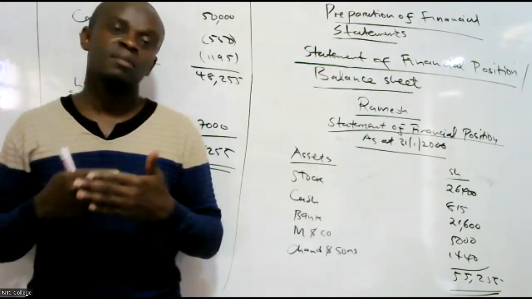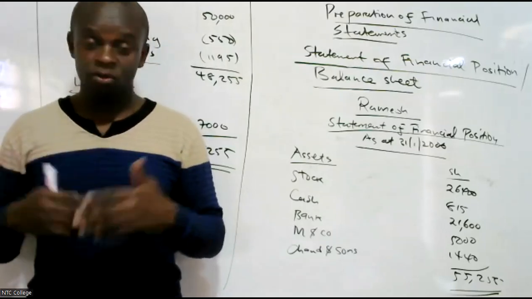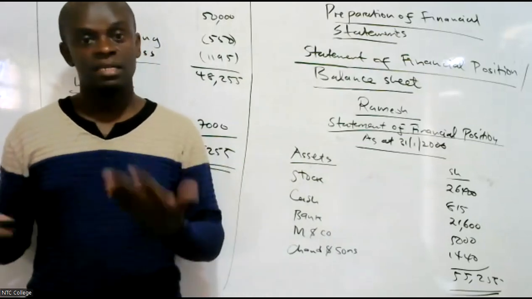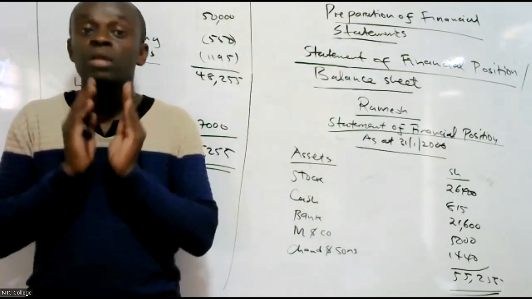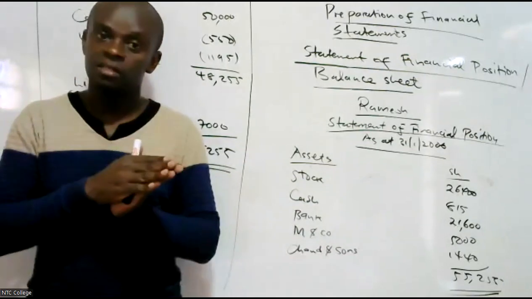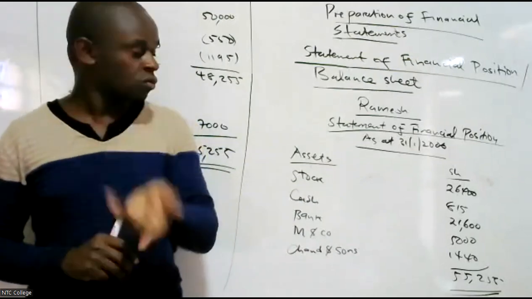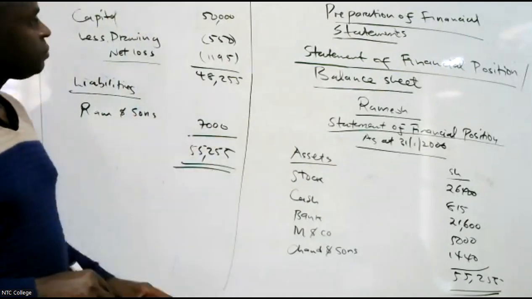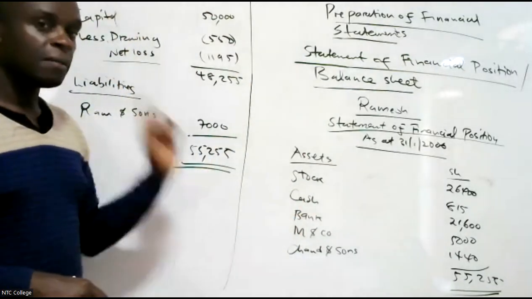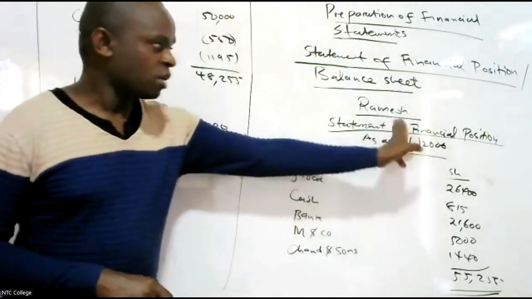But instead of asking me for a list, you should be able to understand. Something else might come, but I'll give an example that will help us understand how to identify an asset, a liability, and a capital. So now, this is how to prepare a balance sheet or a statement of financial position.